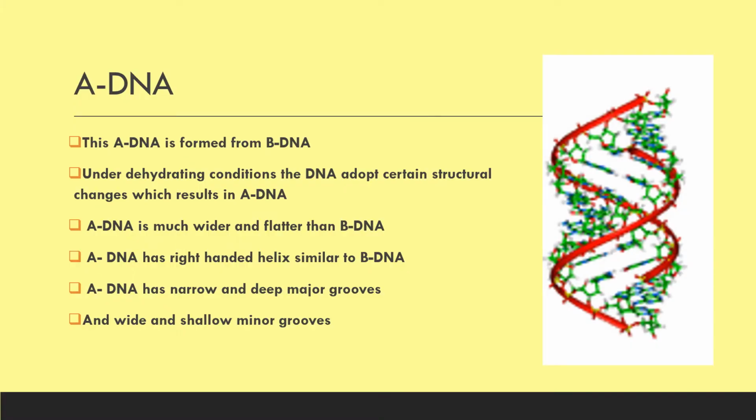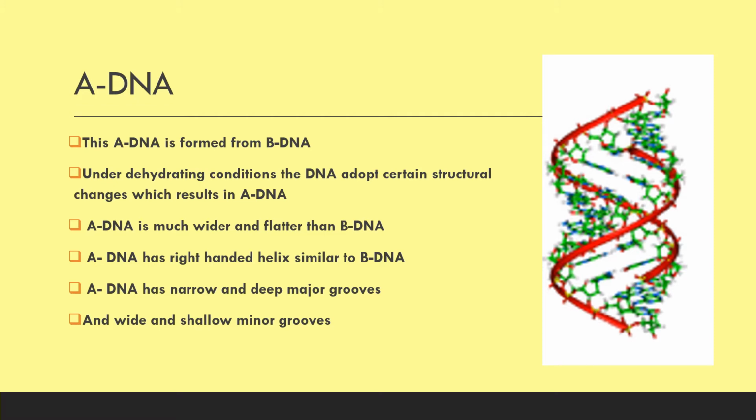The first form of DNA is aDNA. Actually, this aDNA is formed from bDNA. Under dehydrating conditions, the DNA adopts certain structural changes which result in aDNA. You all know that commonly in every cell, bDNA is seen. That is, bDNA is the common type of DNA.